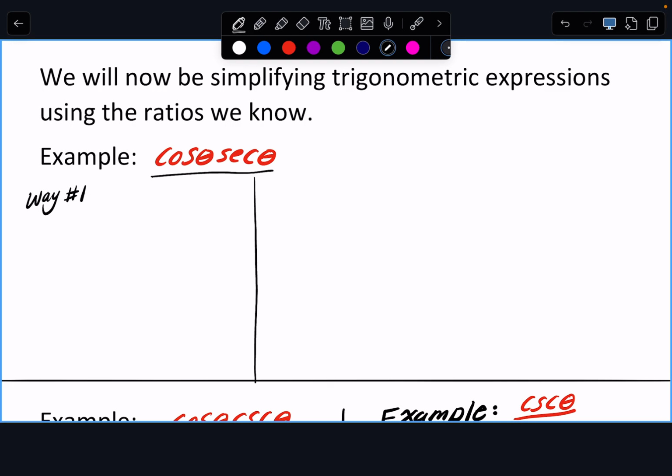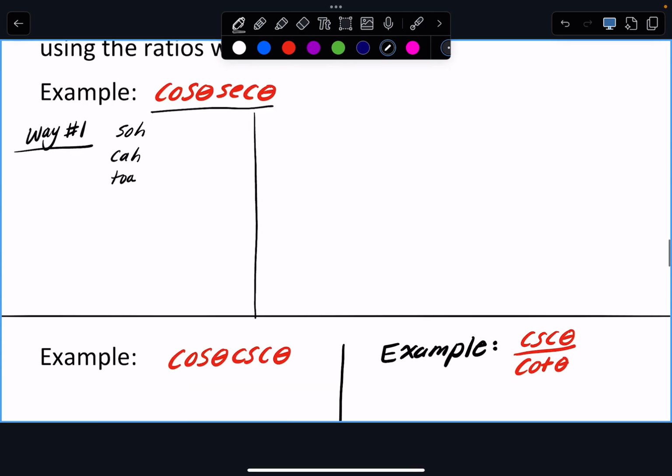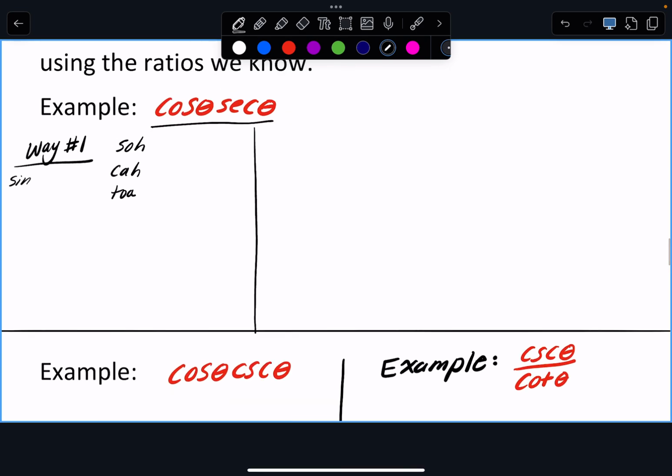You can simplify this statement by setting up what these ratios are. So what is cosine? Let's write down our ratio so we don't get confused. There's SOH CAH TOA. Sine of theta, cosine of theta, tangent of theta equals opposite over hypotenuse, adjacent over hypotenuse, opposite over adjacent. Then we're going to write down their reciprocals. So I'm going to erase that because I need room. I like to write them next to each other.